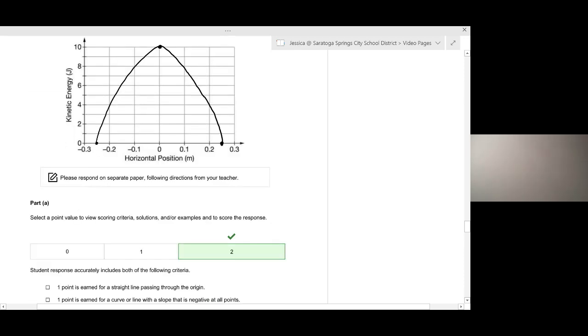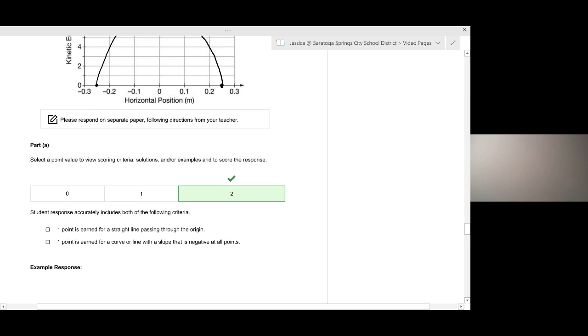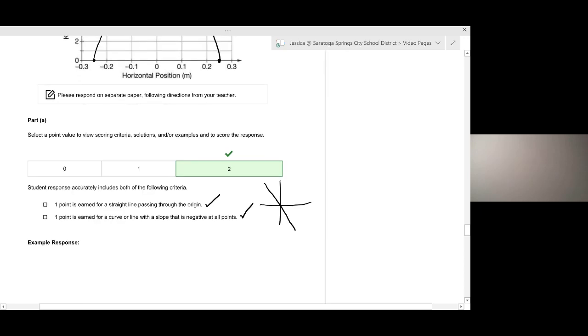So let's see what my points are. This part A was for the graph. So I get 1 point for a straight line that passes through the origin, and I get 1 point for a curve or line with a slope. Hooray. Because my graph was through the origin and had a negative slope, I get all of those points.